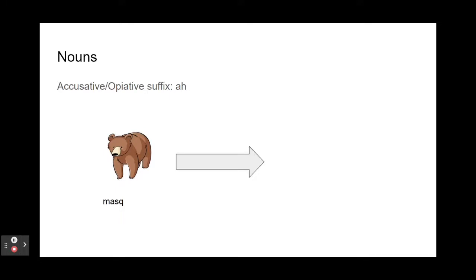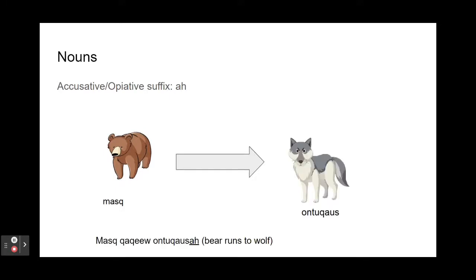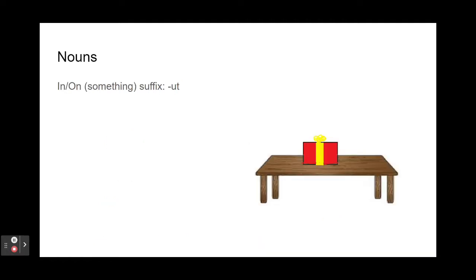Now, there's something called the obviative suffix, which is when an animate noun does something to another animate noun, and that suffix is ah. So maskakiw ontukausah: the bear runs to the wolf. Now we have a locative suffix which is ut, like on the table or in the house.